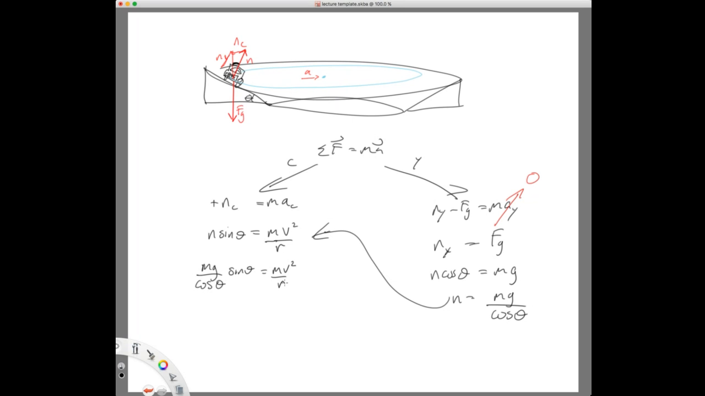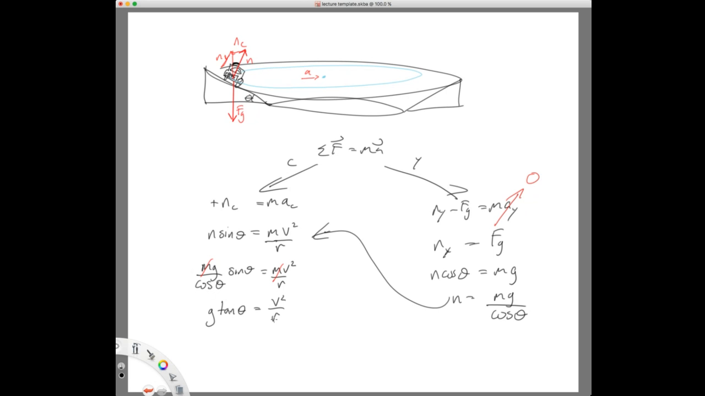Now we replace the normal force with our expression. And we can see now that the mass is going to cancel out. If we wanted to simplify this a little bit, we could combine the sine and the cosine. You might remember that sine divided by cosine is the tangent of theta. So this is g times the tangent of theta equals v squared over r. And so let's analyze this formula a little bit. We're going to rearrange it and put it in an optimum form, but it basically relates the velocity of the car, the angle, and the radius of the track.